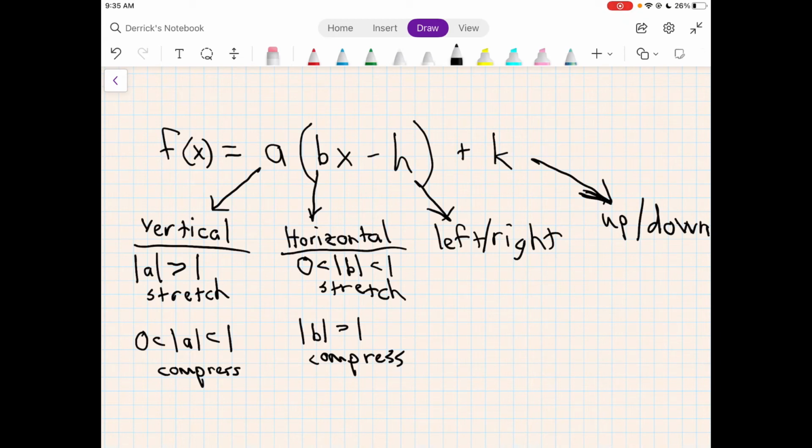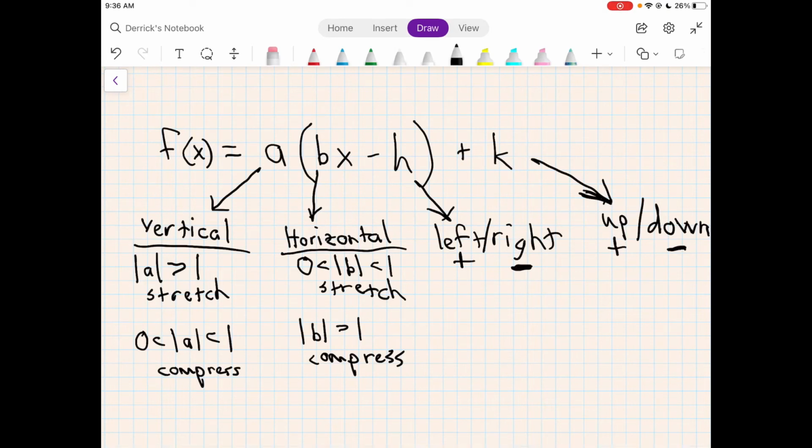Now K values do exactly what you would expect them to. Meaning if you have a positive K value, it moves up in the positive direction. If you have a negative K value, it moves down in the negative direction. H will seem opposite of what you might expect to begin with. If you have X plus some number, it's actually going to shift the graph left. If you have X minus some number, it's actually going to shift the graph right.